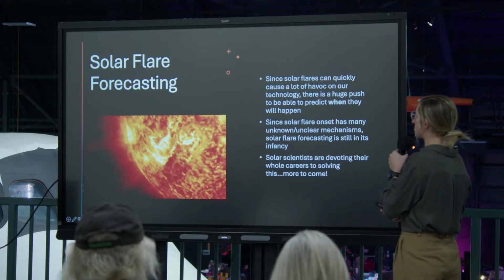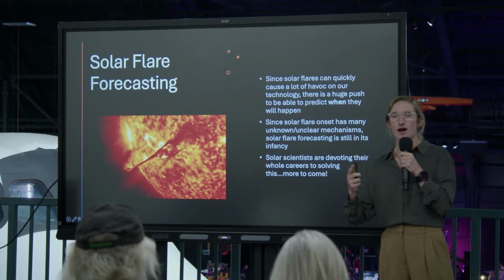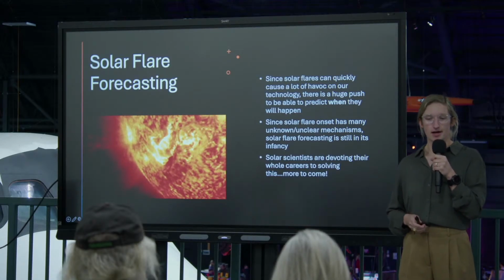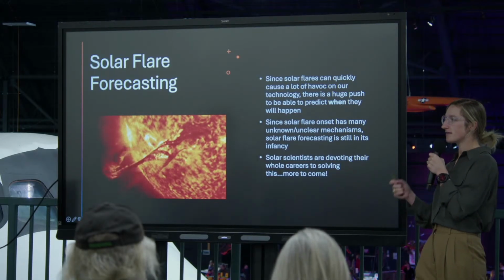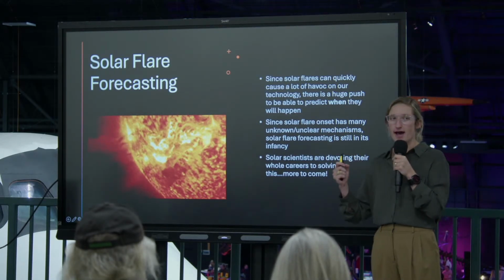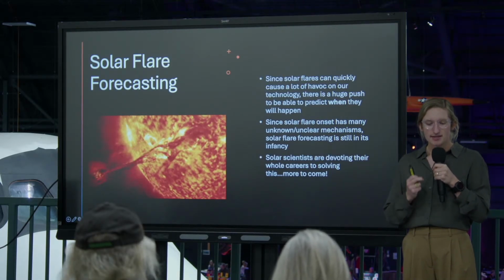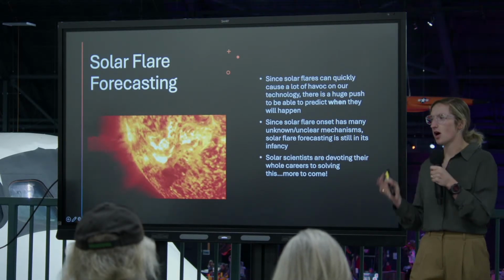So there's a huge push to be able to predict not only where on the solar disk they will happen, but also when they will happen. That's the big push right now, to know when these solar events will impact Earth. But there are still so many unclear mechanisms to how solar flare onset even occurs.